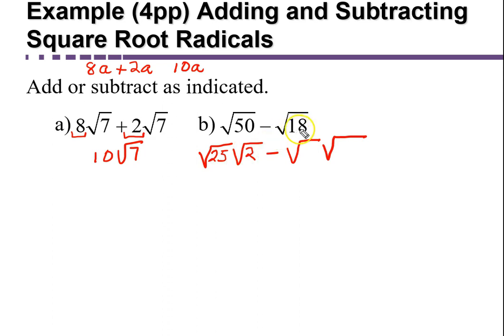And then looking at the 18, what's the greatest perfect square factor? 9 and a 2. Oh, okay, that wasn't too hard. So the square root of 25 is 5, the square root of 2, minus the square root of 9 is 3, the square root of 2. Now our radicals are the same, so we just deal with the numbers. 5 minus 3 is 2, the square root of 2.